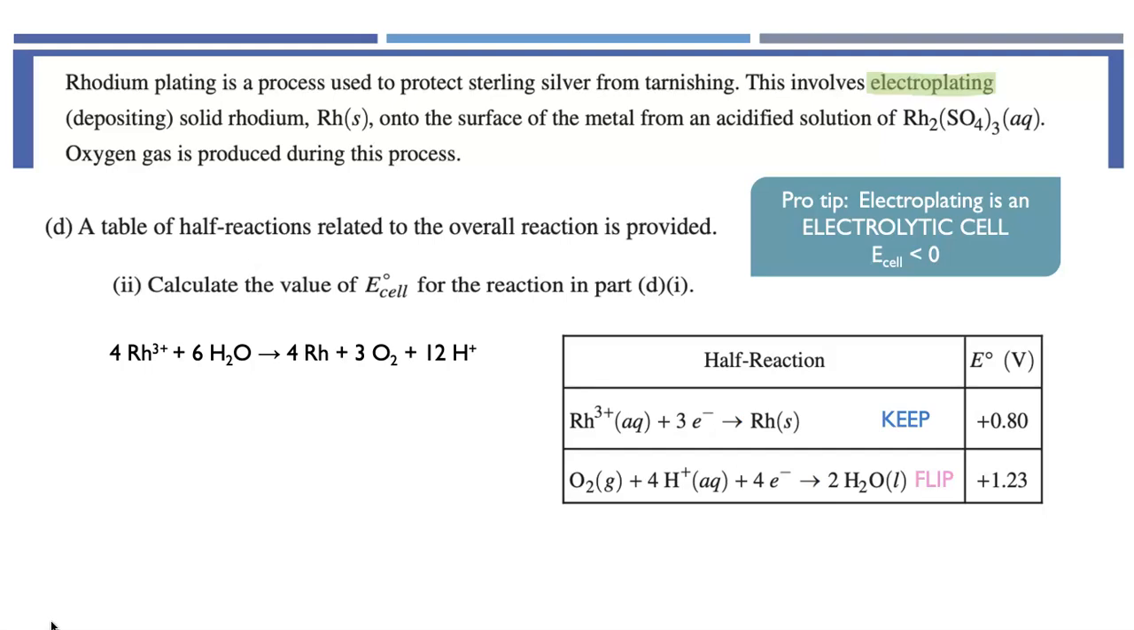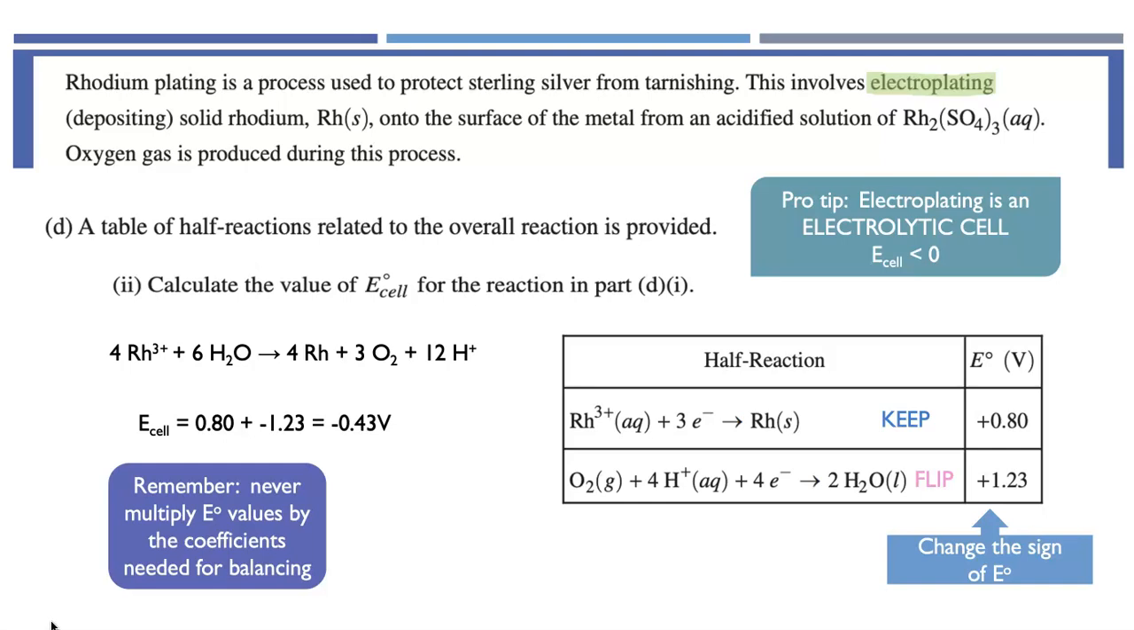And if you don't, I'm going to tell you right now, for an electrolytic cell, E cell is a negative value. It's not a spontaneous process. And the other thing to keep in mind, since we know we're flipping the reaction involving oxygen, we have to change the sign of that E naught value to find E cell. And then we're going to add them up. So we get an E cell of negative 0.43 volts. It's an electrolytic cell. We should be getting a negative cell voltage here.